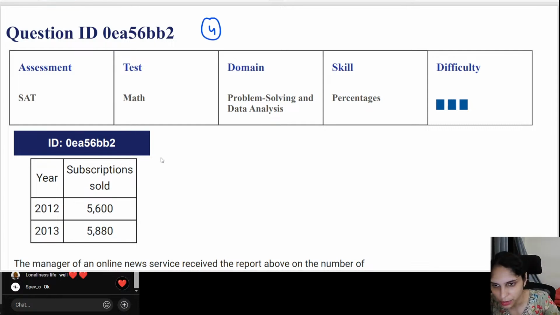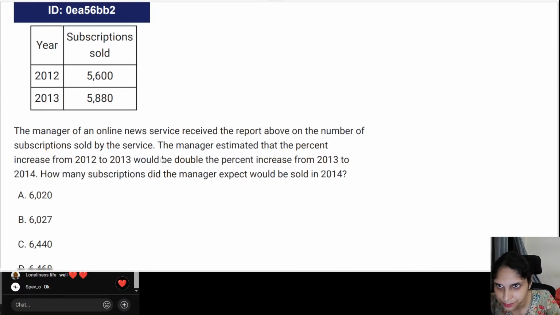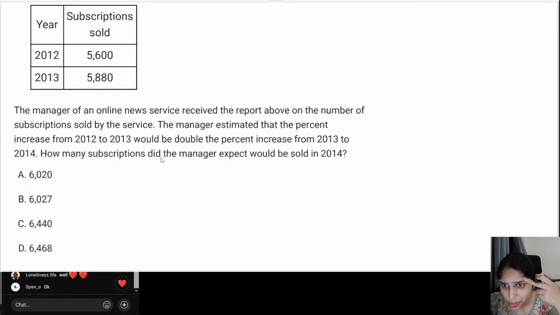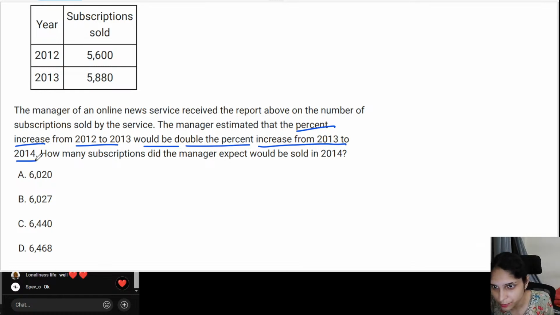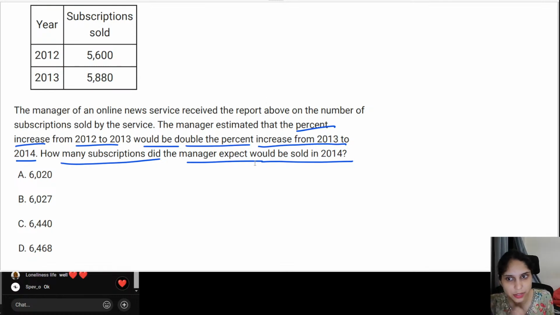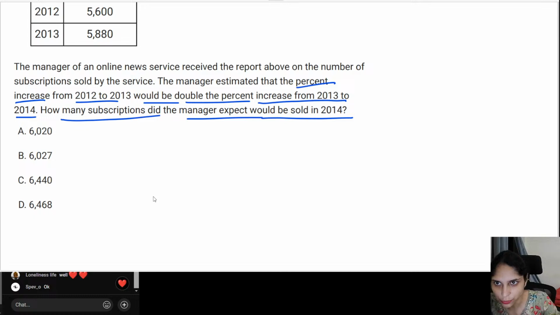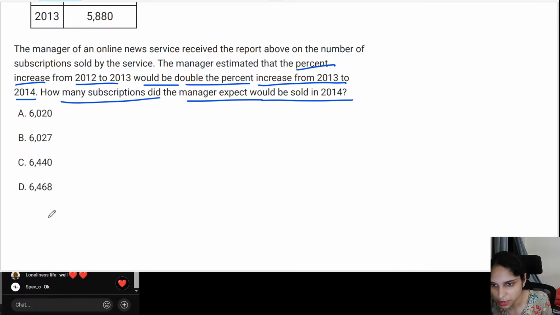Okay, table is given, 2012, 2013 values are given. Manager of an online news service received the report above on the number of subscriptions sold by the service. Manager estimated that the percent increase from 2012 to 2013 would be double the percent increase from 2013 to 2014. How many subscriptions did the manager expect would be sold in 2014? So first we need to know percent increase from 2012 to 2013. That is what we will find out first. This is a multi-step problem.